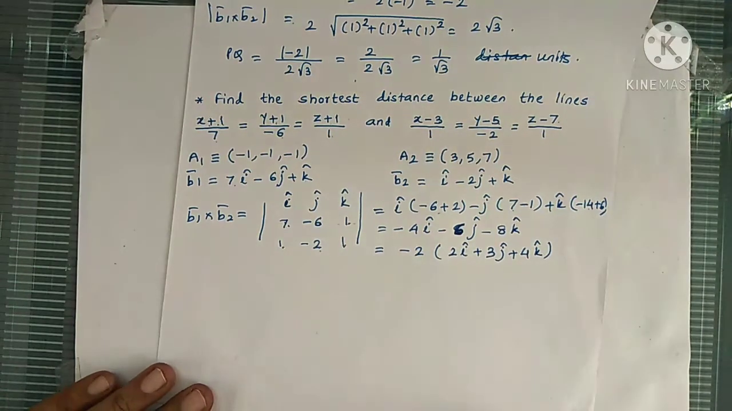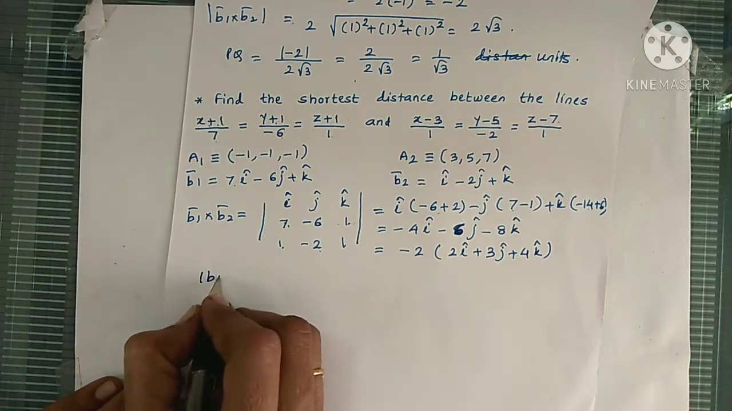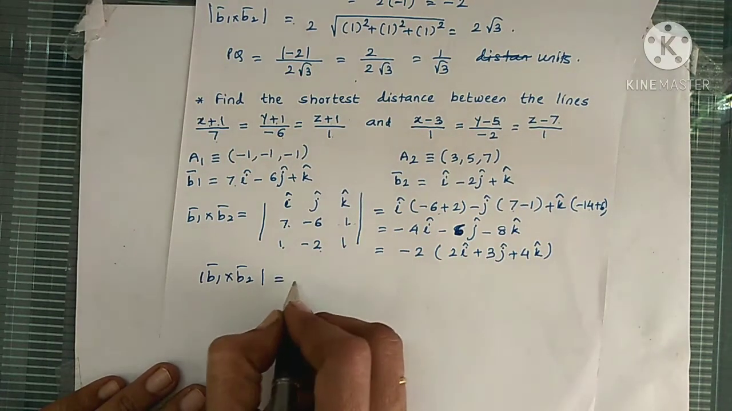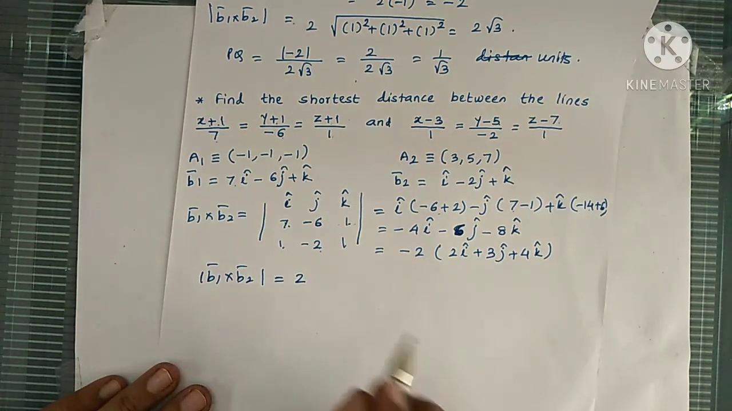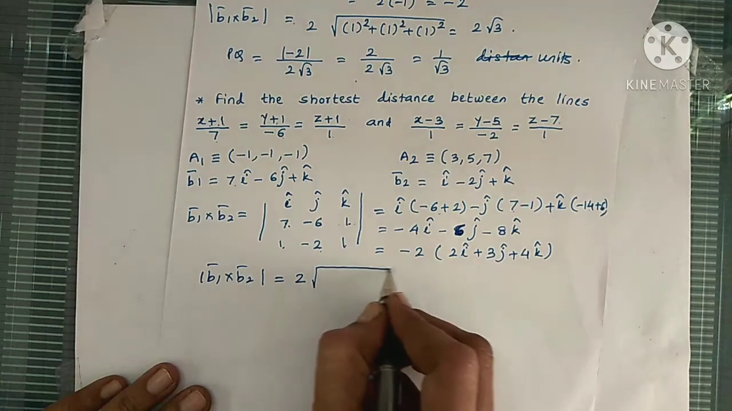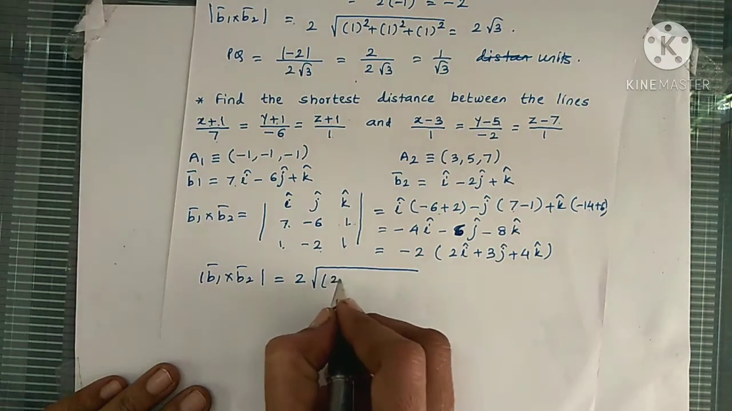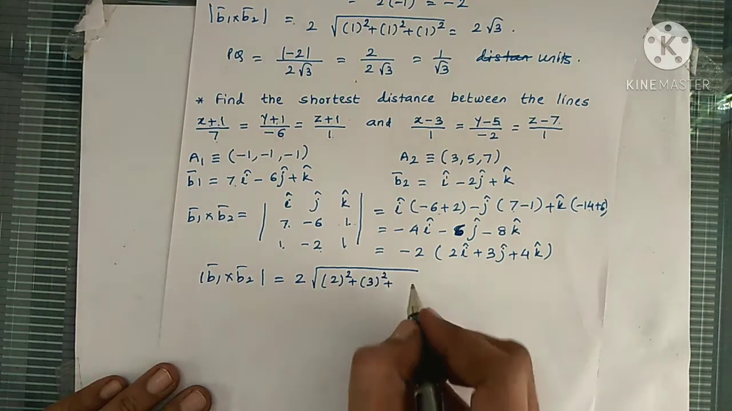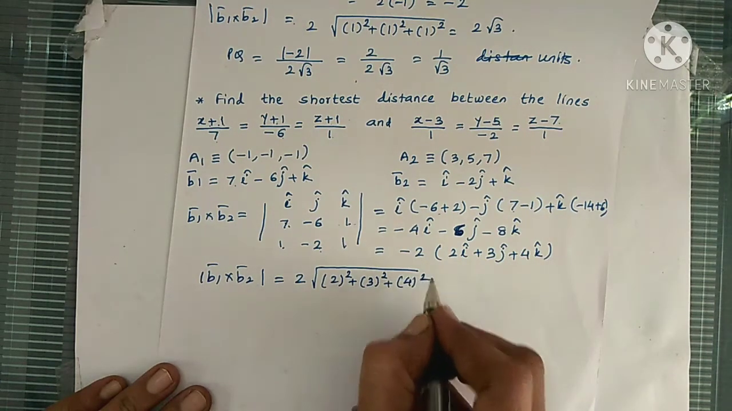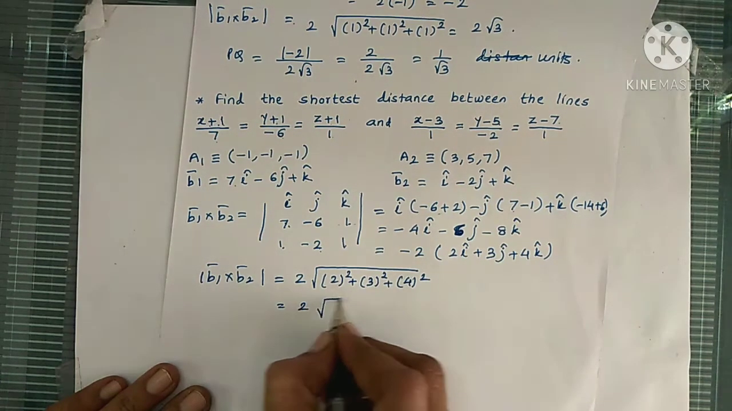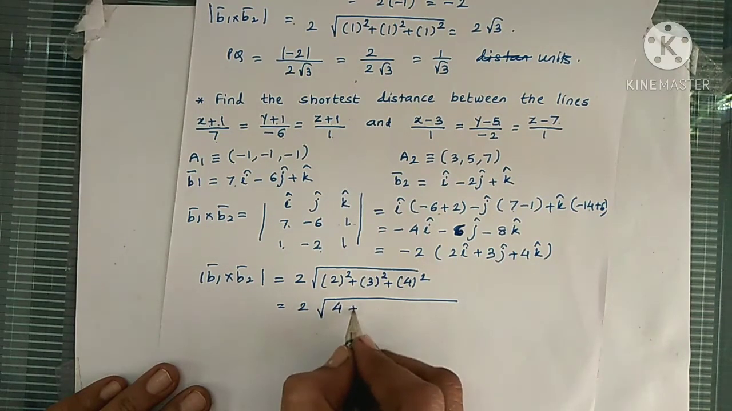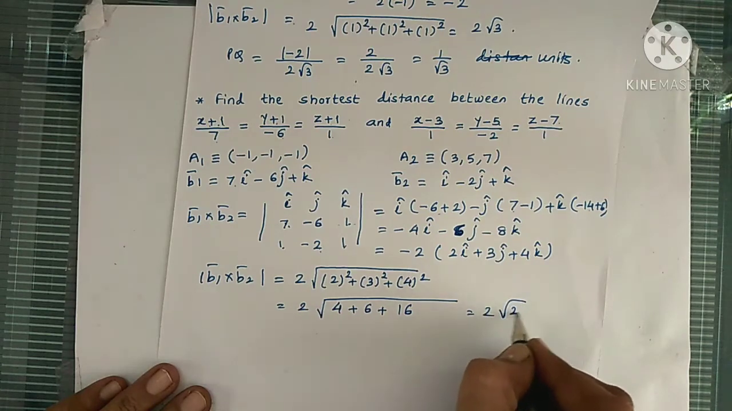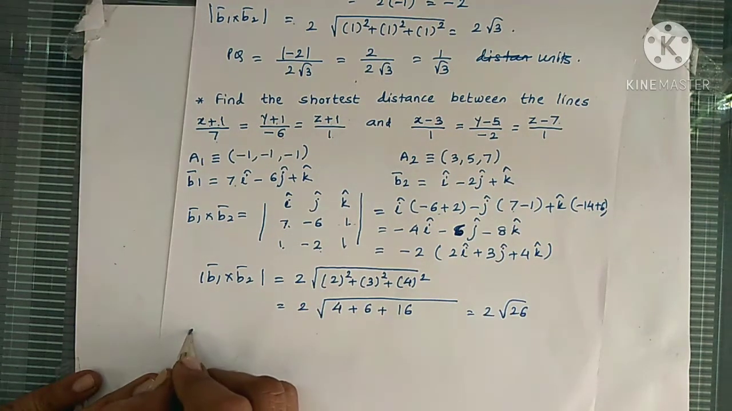Let's find out its modulus also. Modulus of b1 bar cross b2 bar. Though we have taken minus 2 common, since we have to take the modulus, write a positive sign. 2 times root of 2 square plus 3 square plus 4 square. So that is 2 root 4 plus 9 plus 16. That is 2 root 29.